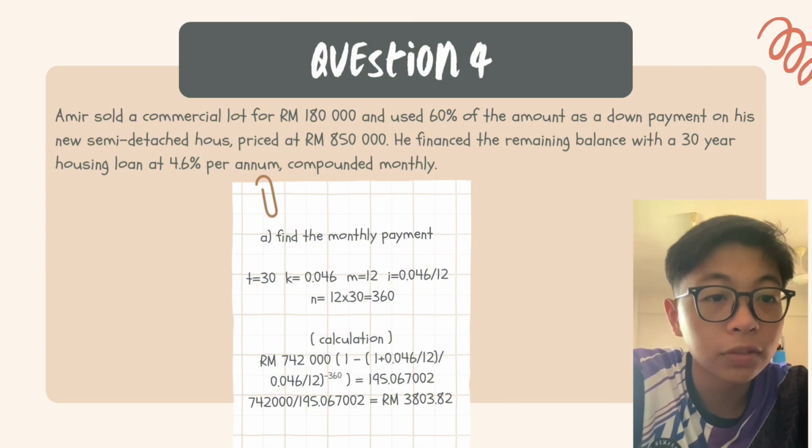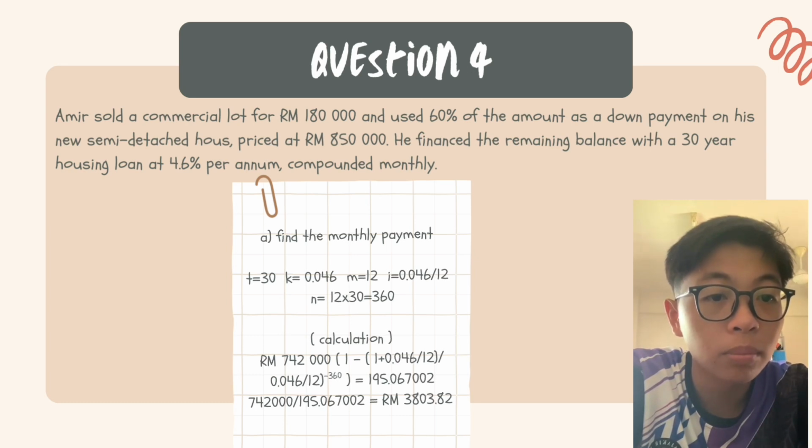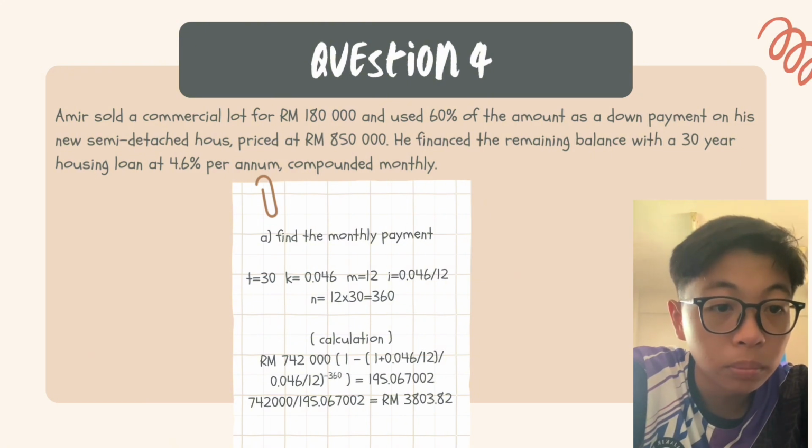The bank charged 4.6% interest per year. Calculated monthly, this means the monthly interest rate is 0.046 divided by 12. The loan period is 30 years, which is the same as 360 months. Using the loan formula, the monthly installment comes out to 3,803 ringgit and 82 cents per month.